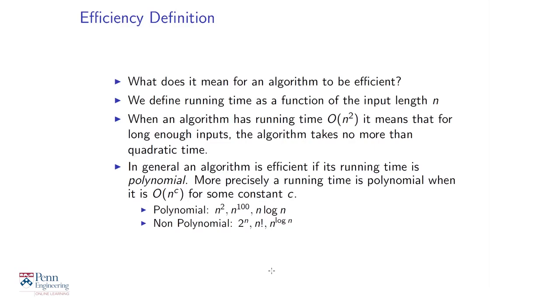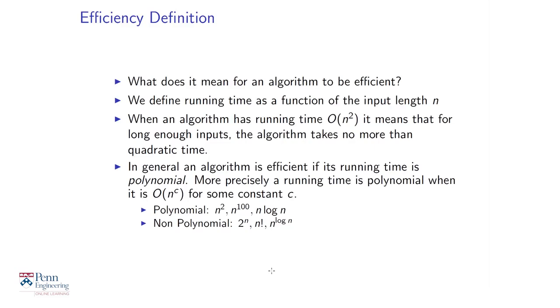So anything where n is not in the power, but a constant is in the power, is a polynomial time algorithm. N log n is polynomial time because n log n is big O of n squared. Even though log n doesn't look like a polynomial, n log n is big O of n squared, and so that's a polynomial time algorithm. Examples of running times that are not polynomial are 2 to the n, for example.